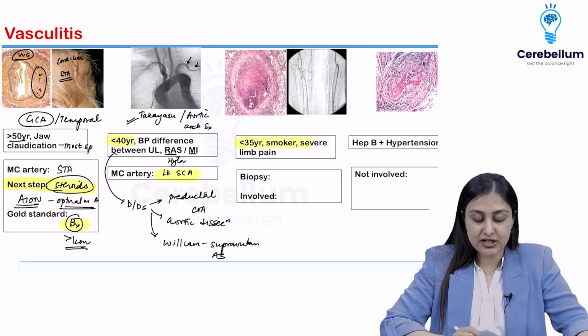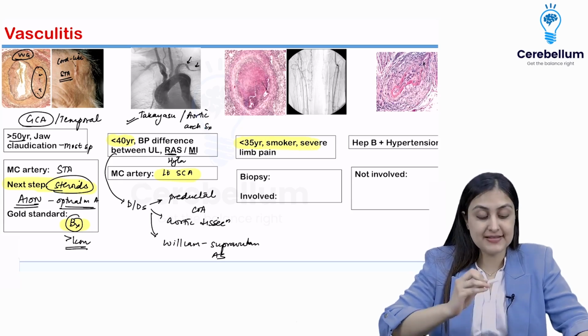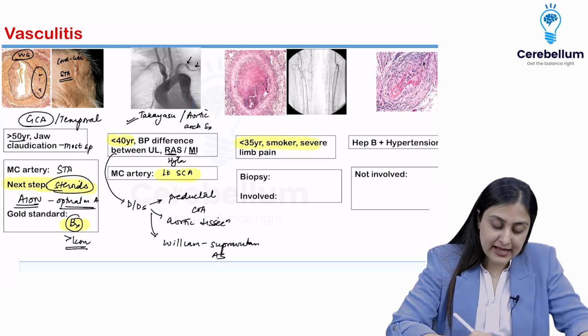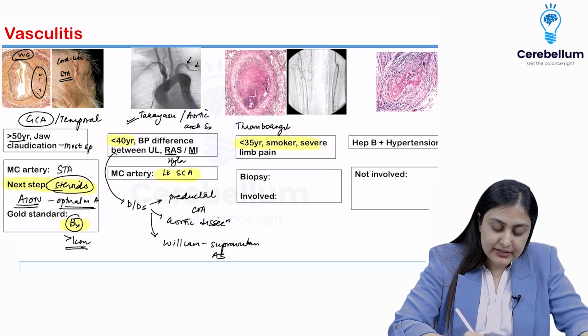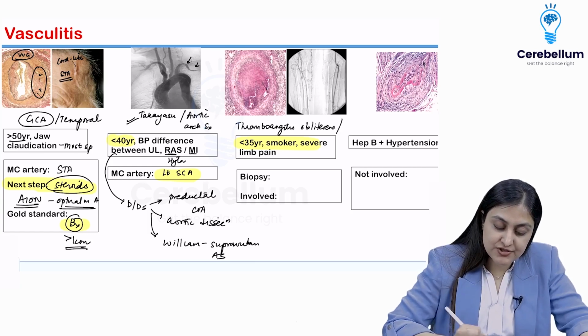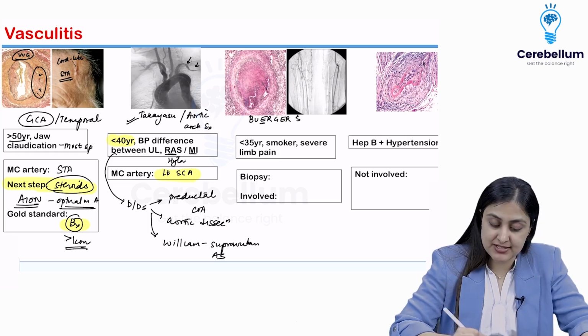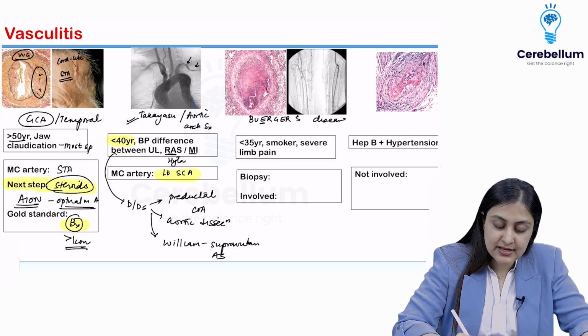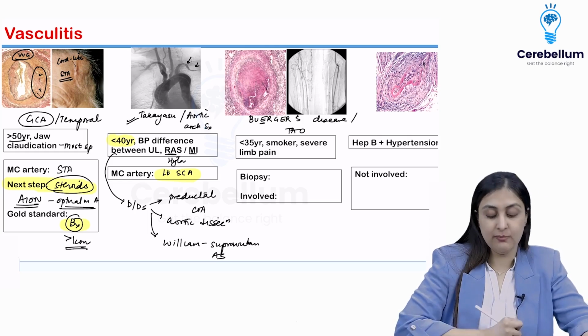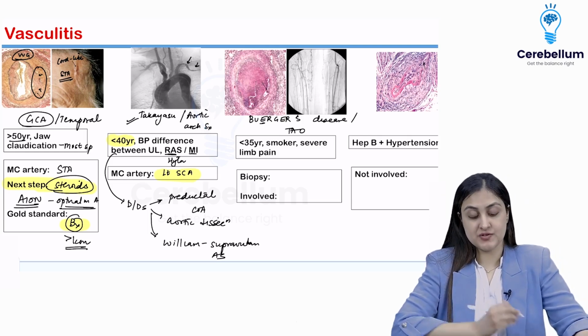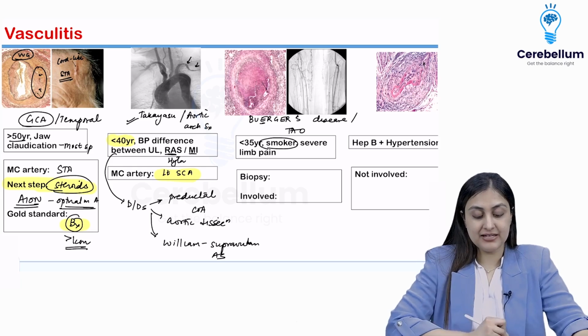Very typical history, a young smoker with very severe limb pain. The diagnosis is thromboangiitis obliterans, or also known as Buerger's disease. So this is Buerger's disease, remember, not Berger's with just an E, but Buerger's disease, or as I had written earlier, thromboangiitis obliterans. Okay, so smoker, very typical.